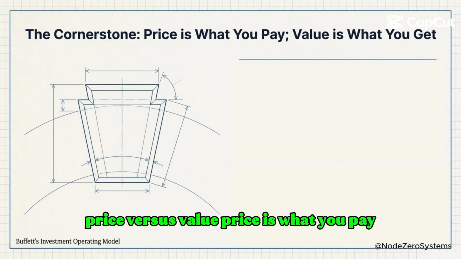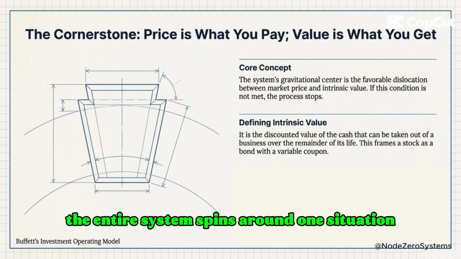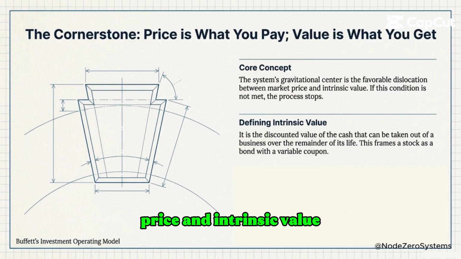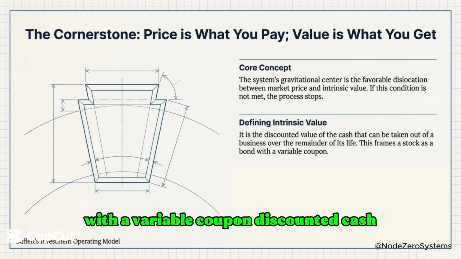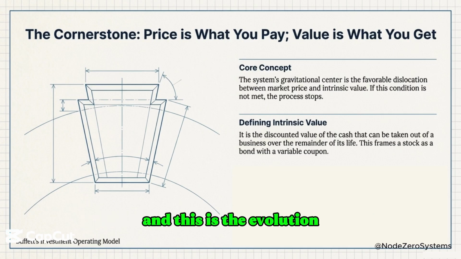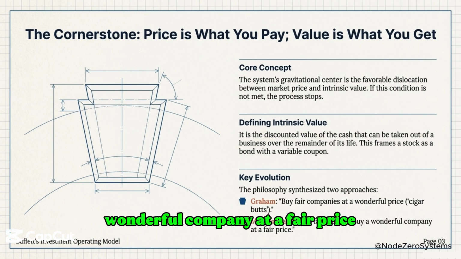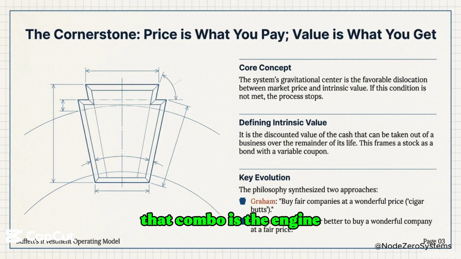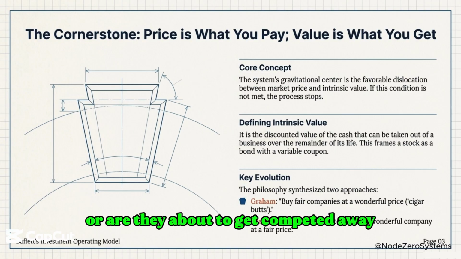Cornerstone time. Price versus value. Price is what you pay. Value is what you get. The entire system spins around one situation, a favorable gap between market price and intrinsic value. No gap, the process stops. Full stop. Intrinsic value here is basically a bond with a variable coupon, discounted cash you can pull out over a business lifetime. And this is the evolution. Graham's bargain hunting meets Fisher Munger's wonderful company at a fair price. That combo is the engine. Now the question becomes, are those future cash flows defendable, or are they about to get competed away?